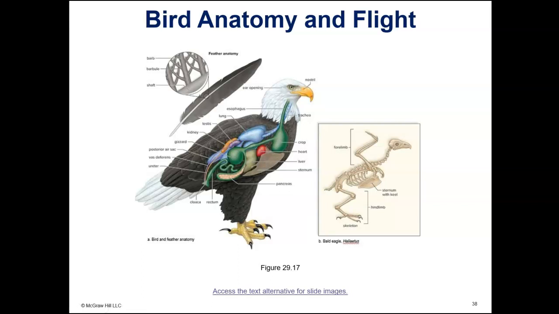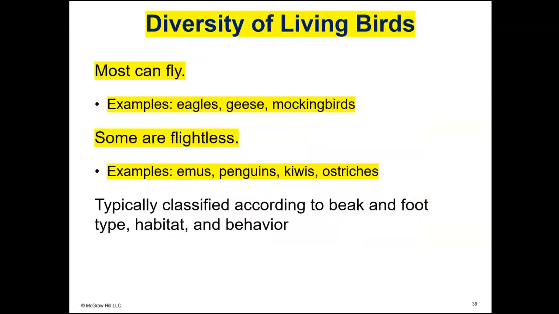I don't know if you can really see. Yeah, okay, so you can. And look at the structures in blue. So you have the trachea, which connects to lungs. And then you have posterior air sacs, and you can't see the other ones. There are also anterior air sacs that you can't really see from here, but that's okay.